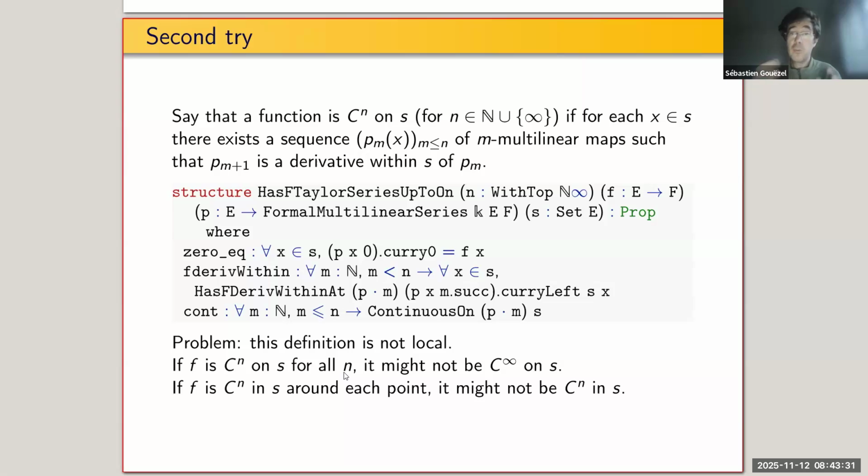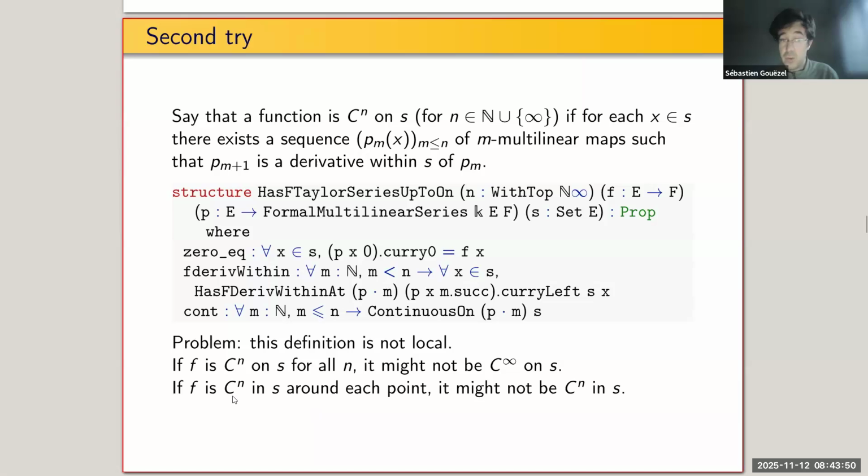Of course, if you're on a set with unique derivatives, they will have to coincide, so you can put them together and show that a Cn function for all n is C infinity. But if you don't have a set of unique derivatives, it's not clear.